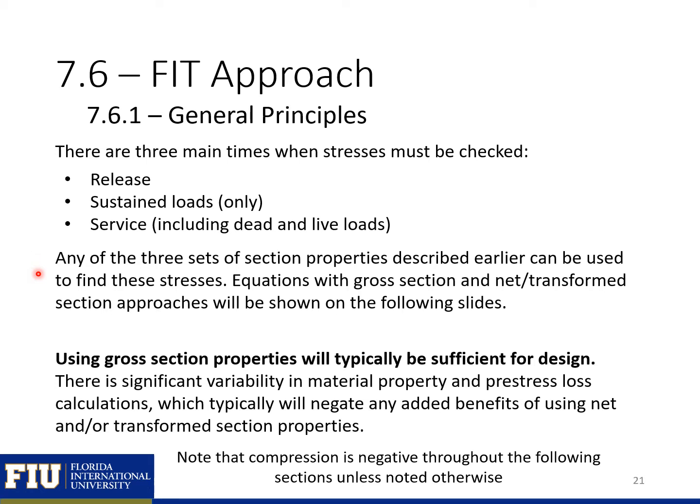We can use any of the sets of section properties that we looked at earlier in the presentation, but typically using our gross section properties will be sufficient for our design. There's significant variability in our material properties and our pre-stress loss calculations, which will typically negate any added benefit of using our net and/or transformed section properties. Note that my sign convention throughout this presentation and the example problems is compression is negative and tension is positive.